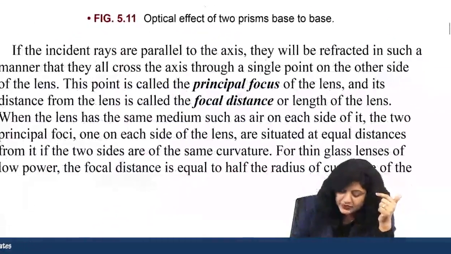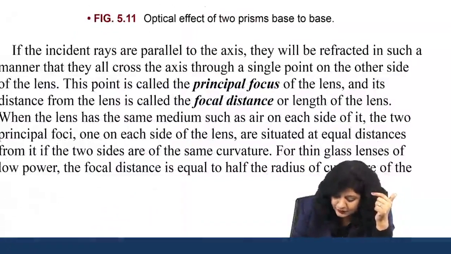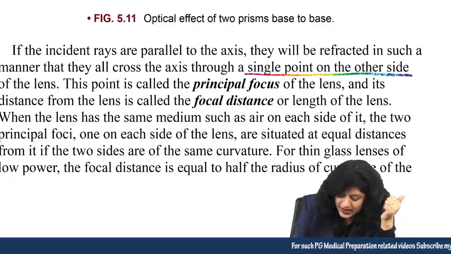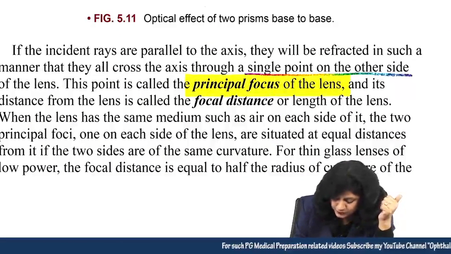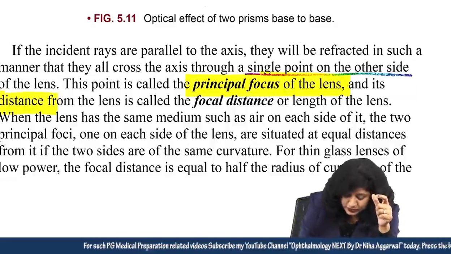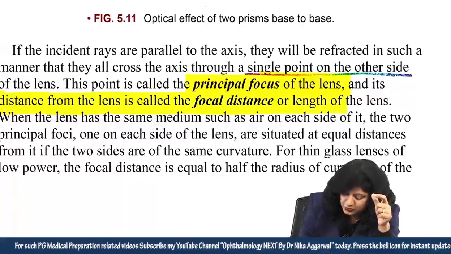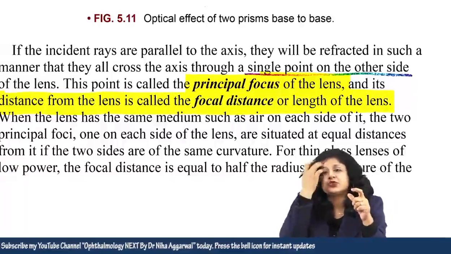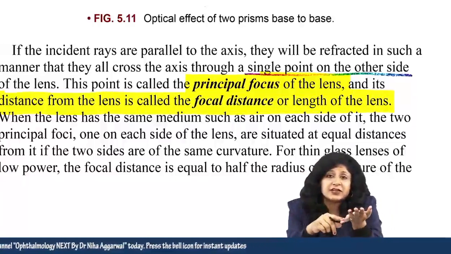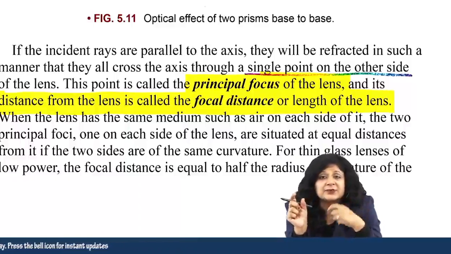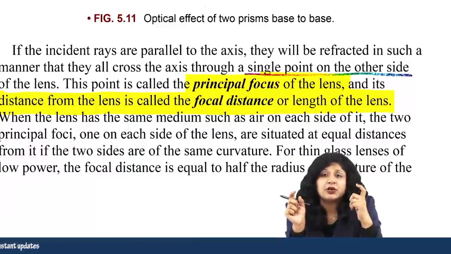Now, if the incident rays are parallel to the axis, they will be refracted in such a way that they all cross the axis through a single point on the other side. This point is called the principal focus of the lens, and the distance of this principal focus from the lens is called the focal distance or focal length of the lens. These are terms you need to study, like when we study the optics of the eye, the Listing's reduced eye, then these are the terms we use: the principal focus or the focal distance.